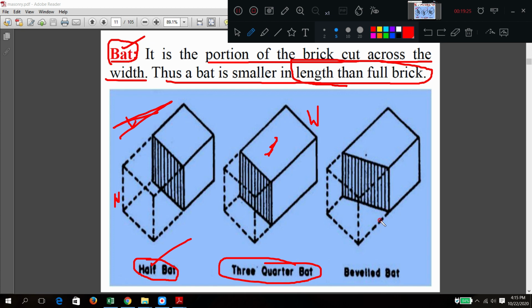Okay. If you see this diagram here, on one side the length is 1/4 cut, on another side the length is half cut. Here on one side 3/4 of the brick is remaining. Here 1 by 2 length of that brick is remaining. So this type of cutting, one side more, one side less, is called as beveled bat.